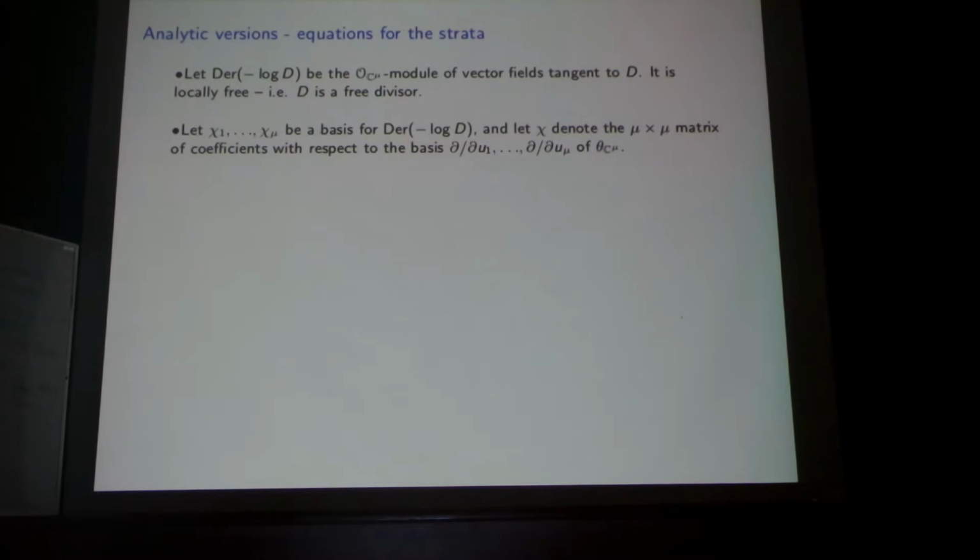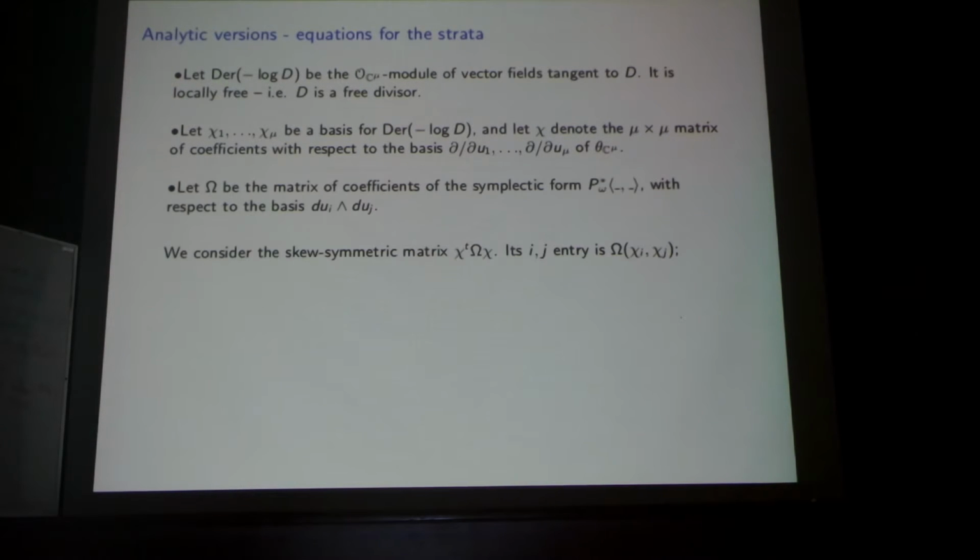That's always the case when you have a free divisor in C^mu: then Der(-log D) is a free module which coincides with Theta of C^mu, all vector fields, outside the discriminant. So this chi matrix is going to play a crucial role in what we do.